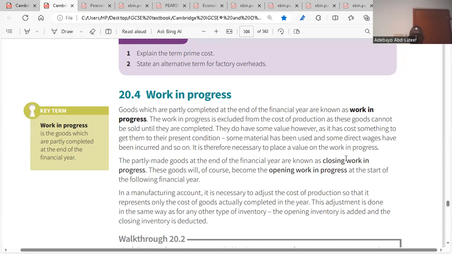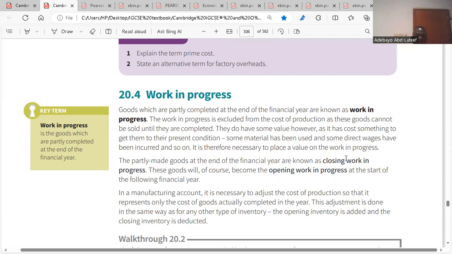It is therefore necessary to place a value on the work in progress. The partly made goods at the end of the financial year are known as closing work in progress. These goods will, of course, become the opening work in progress at the start of the following financial year. They are partly completed, but not yet fully completed, so they are our closing work in progress. Because we finished the accounting year, for next year the closing work in progress will be the opening work in progress.